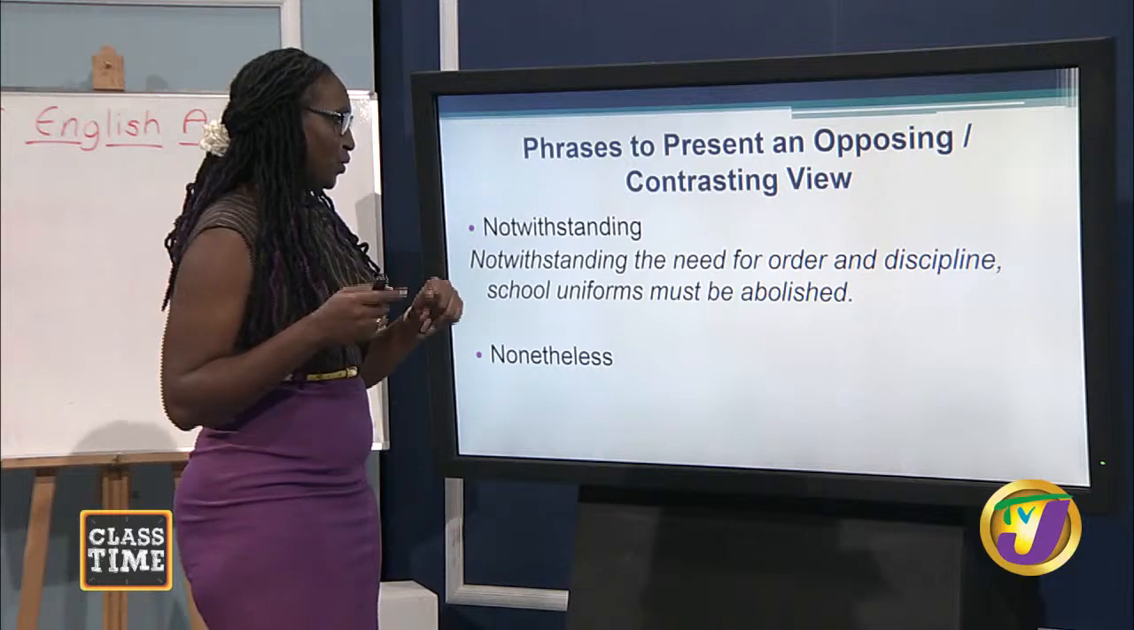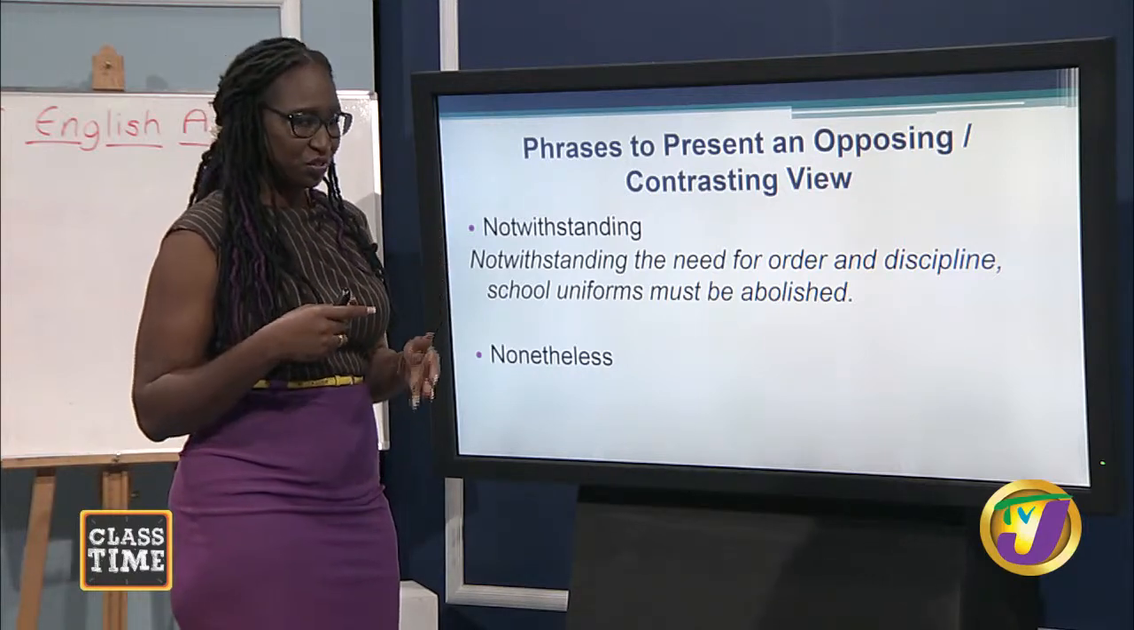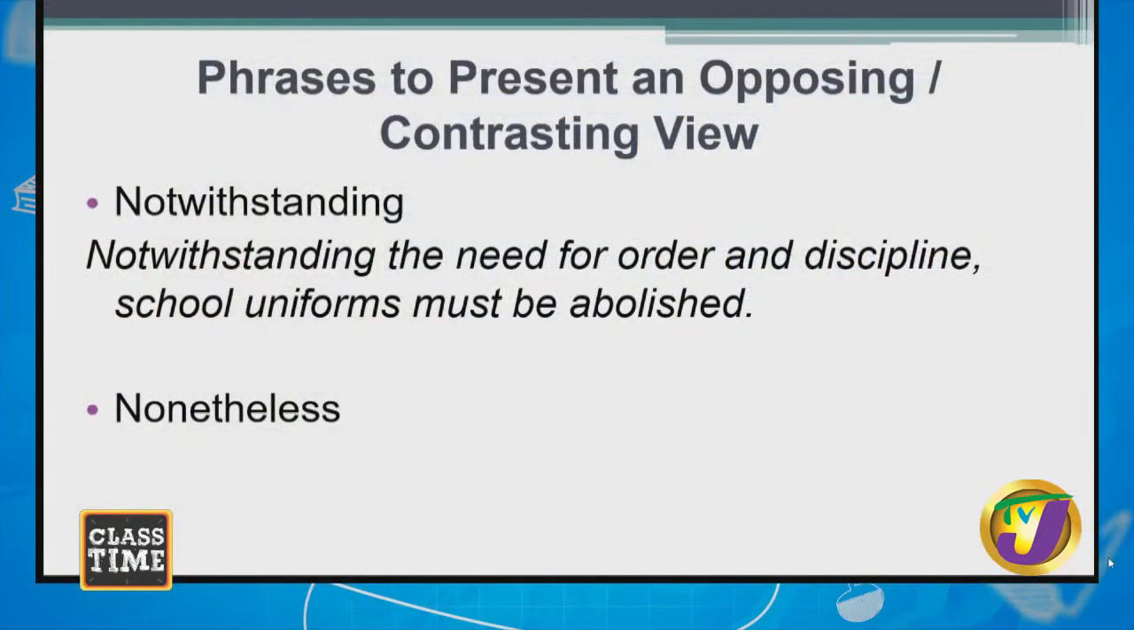Notwithstanding the need for order and discipline, school uniforms must be abolished. So basically you're saying, yes, we need order and discipline. However, we still need to get rid of the uniforms, because in this point, you're inherently saying that the two don't have anything to do with each other. That's what you're really trying to say.